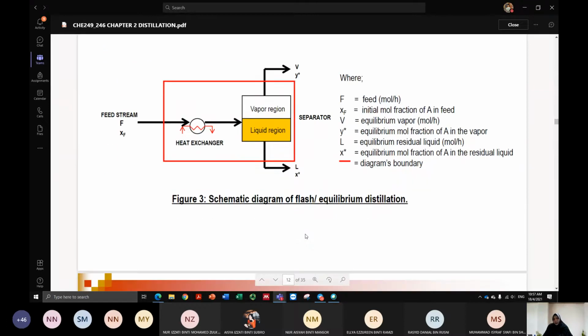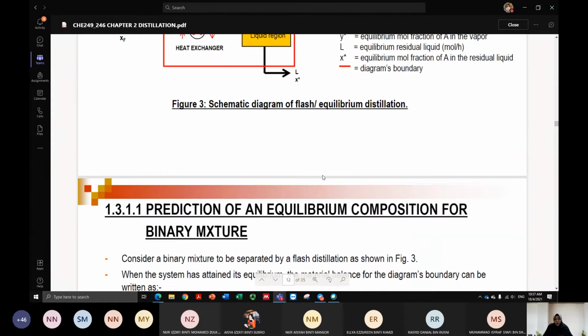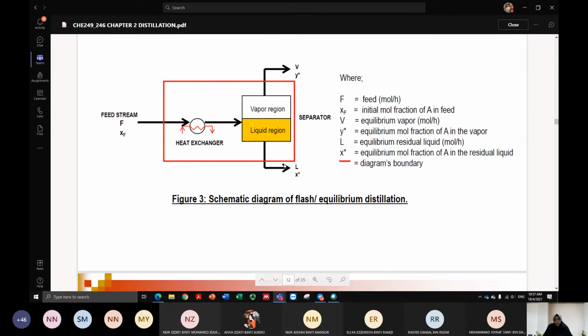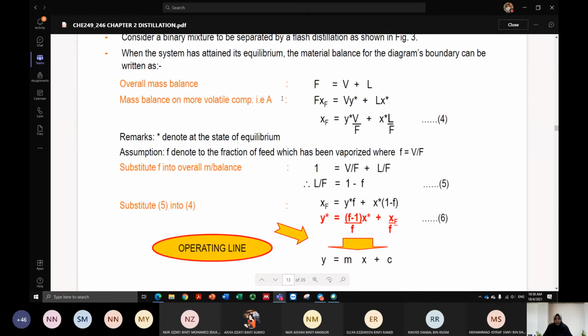All right, so you learned about material balance already, so it's easy for you to solve these questions. Bear in mind, there are a few equations that you need to know. One is the overall mass balance. For your diagram, you can look at your schematic diagram. Input must be equal to output. And then you focus on the mass balance of the more volatile component, the light component.